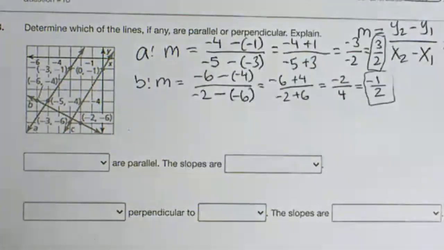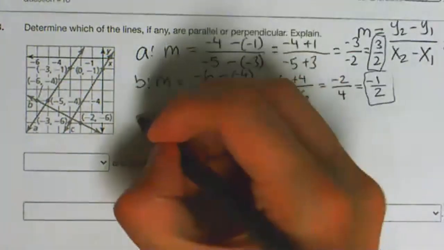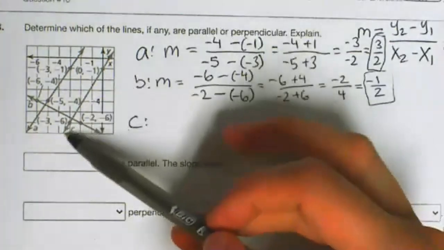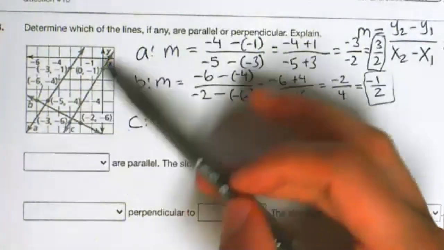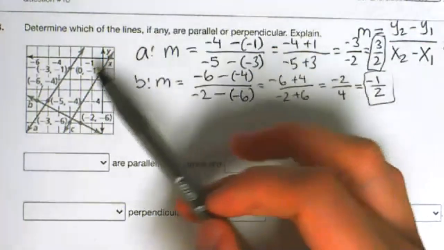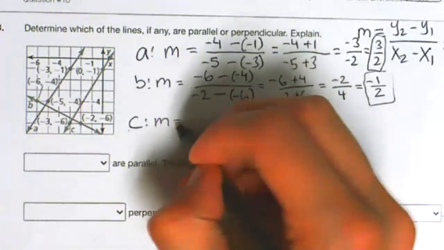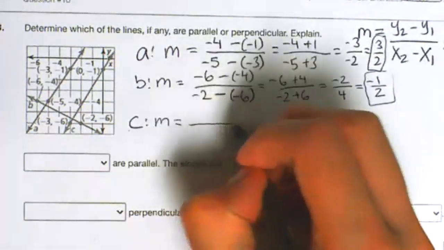I was originally going to look at line C, but I caught it midway through. Now we need to look at line C, which is this one right here. It goes up and down. It looks pretty similar to line A, but we'll see what's going on. So we once again have to calculate our slope.